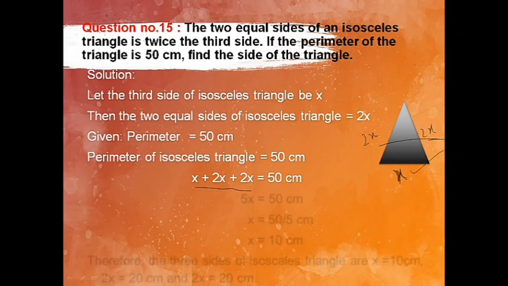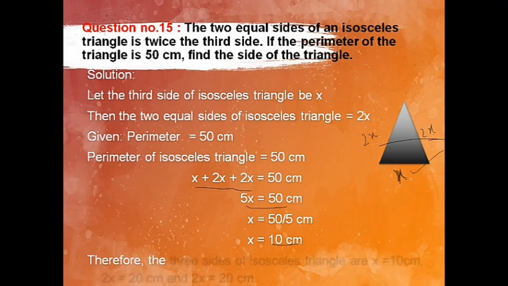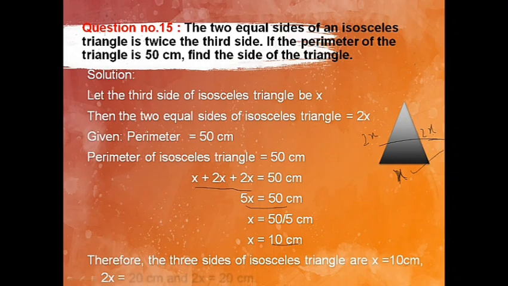So now x plus 2x equals 3x, and 3x plus 2x will be equal to 5x. So that is 5x equals 50 centimeter. Now I will transfer this 5 to the right hand side in the form of division. So x equals 50 divided by 5, which is equal to 10 centimeter. So here we got one side of the isosceles triangle, that is 10 centimeter. Now we want the remaining two sides which are equal. Therefore, the three sides of the isosceles triangle are: first side x which is 10 centimeter, then the next side 2x which is equal to 20 centimeter, and 2x which is equal to 20 centimeter.